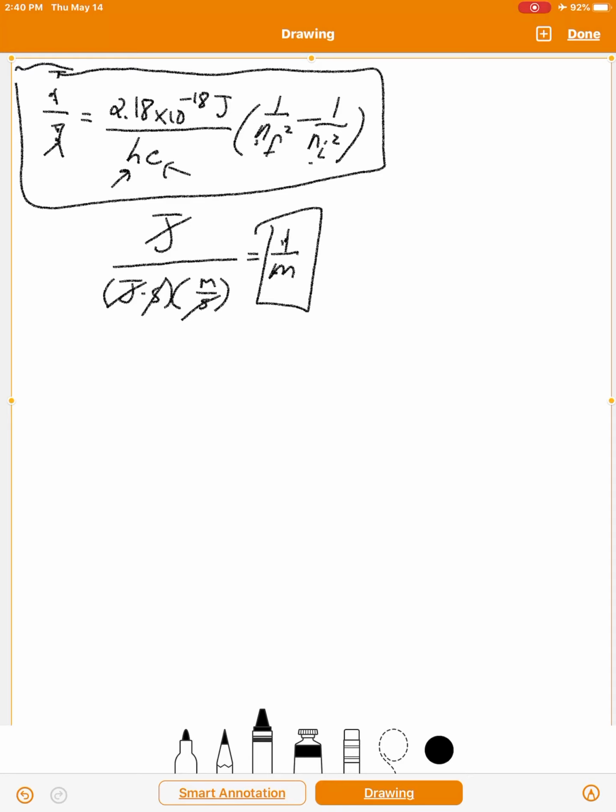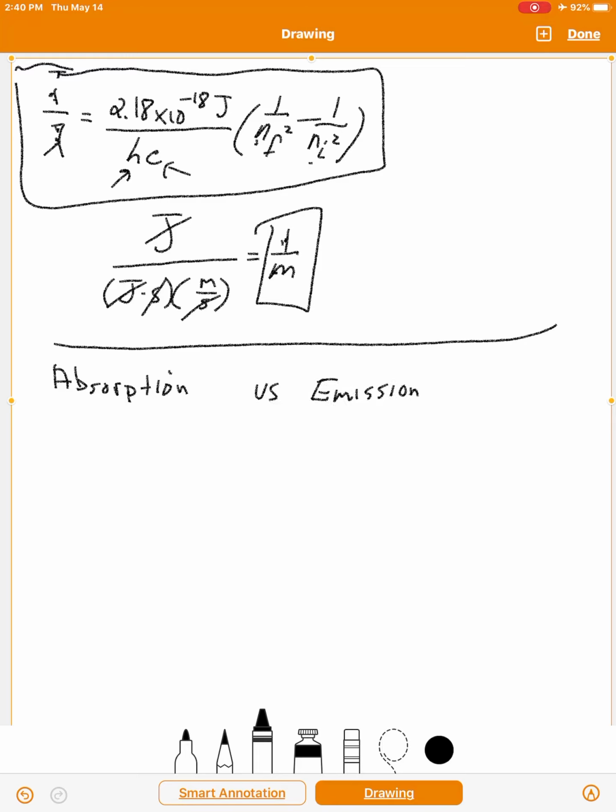Now, the last point I want to make in this section is the difference between absorption and emission. Essentially what happens is, for the hydrogen atom, the relative energies of these levels, n equals 1, n equals 2, n equals 3, n equals 4, they look something like this. So this is on the y-axis, this is energy.